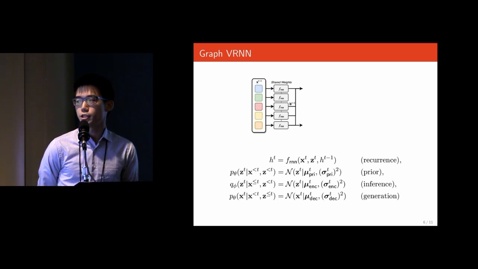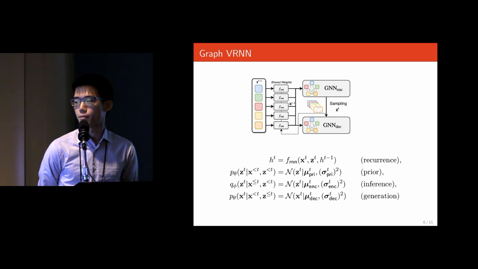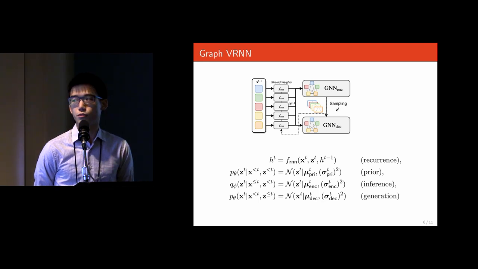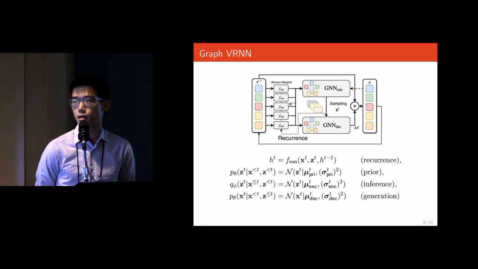To model the relationship between these agents, we use graph encoders and decoders to learn the parameters of the following distributions. We use a latent variable Z for each of the agents following a Gaussian distribution. Internally, our model learns the offset of the agent position by adding the past position to the decoder's output. For more details, please refer to our paper.